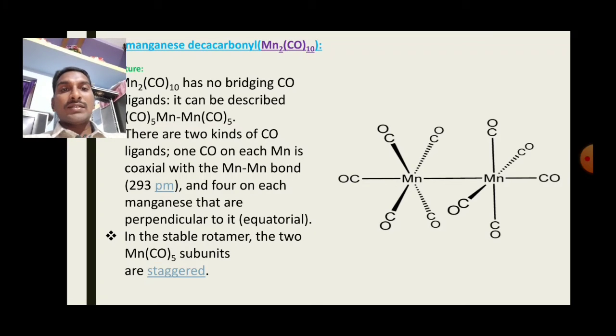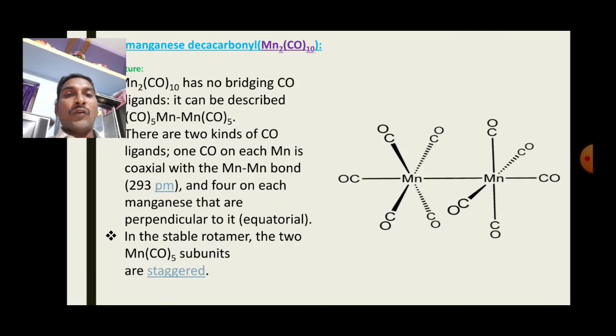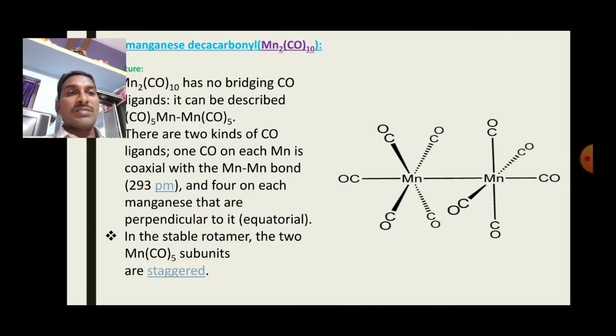There are two kinds of carbon monoxide ligands. In the diagram, of the ligands, two are on dashed wedges and two are on solid wedges. One carbon monoxide of one manganese and another carbon monoxide of the other manganese are coaxial with the Mn-Mn bond, that is, the two carbon monoxide molecules and two manganese atoms are in the same line, or the same axis. The Mn-Mn bond distance is 2.93 angstroms, or 293 picometers. The remaining four carbon monoxide molecules on each manganese are perpendicular to this Mn-Mn axis.